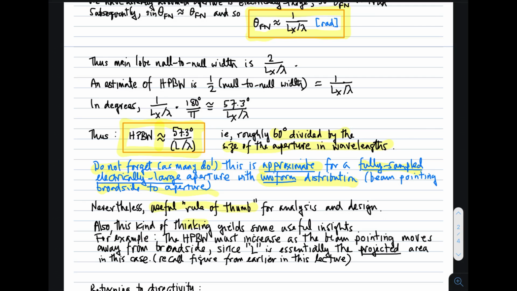This kind of thinking yields some relatively useful additional insights. For example, the half-power beam width must increase as the beam pointing moves away from broadside. Now, how do you know that? Because the effective dimension is the projected dimension, and as the beam moves away from broadside, that projected dimension is being reduced by that factor cosine psi. So as that projected dimension is decreased, the half-power beam width must be increasing. So we know from just this much that we expect the half-power beam width to increase as the beam points away from broadside.